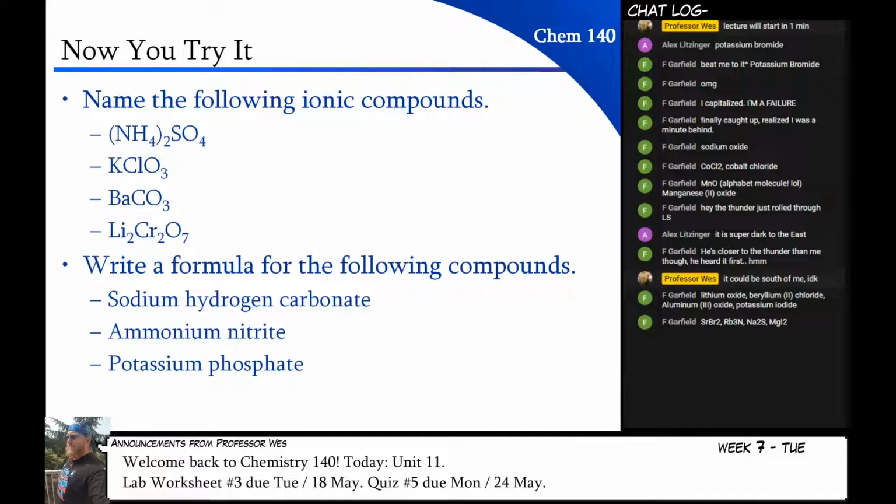All right, let's go over the answers so we can take our break. So a lot of these are going to rely on you to look them up if you don't know them. So here are the answers. So this is ammonium. This is sulfate. This is potassium chlorate. And we have barium carbonate. That should be an O. And then we have lithium, and then this is dichromate.